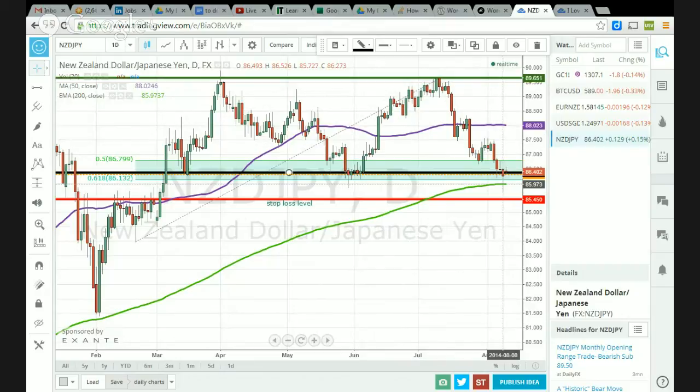And that's sort of it for my trades for today. Not much going on. Just put on that one order on Kiwi Yen.